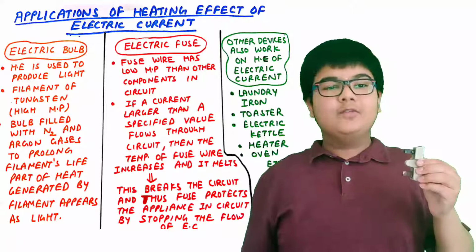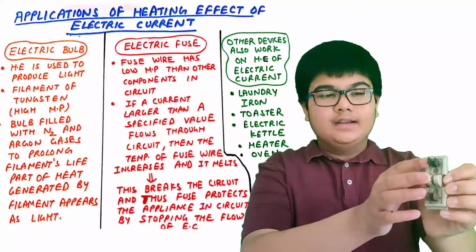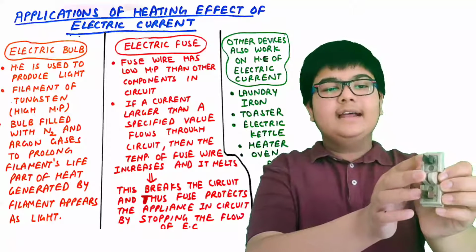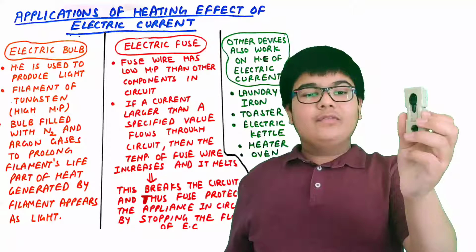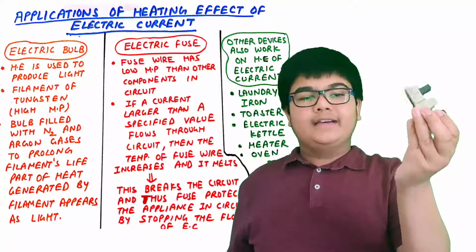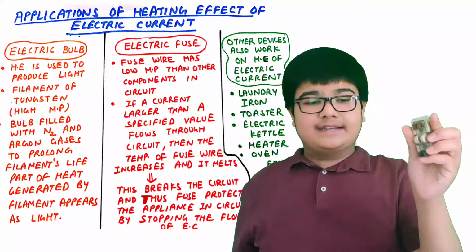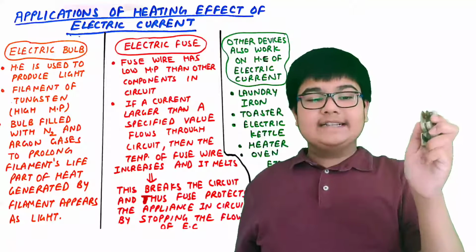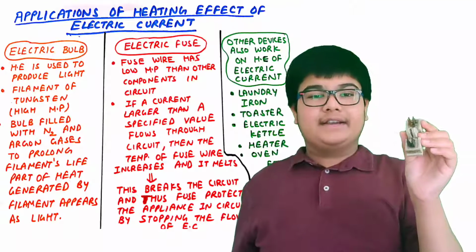Second, electric fuse. So the fuse wire has a very low melting point compared to the other components of the circuit. So if a larger amount of current flows through the circuit, then the temperature of the fuse wire increases and it melts. This breaks the circuit, and thus the fuse protects the other appliances of the circuit by stopping the flow of high electric current.